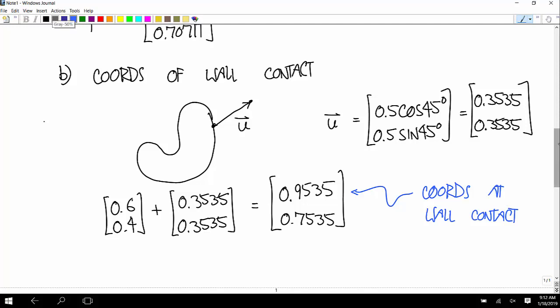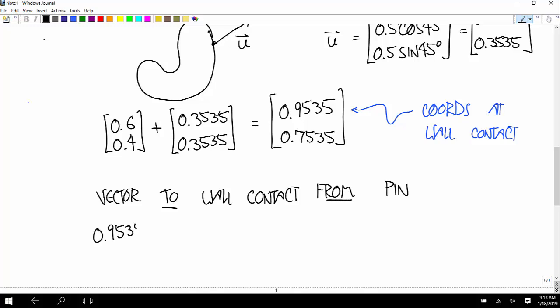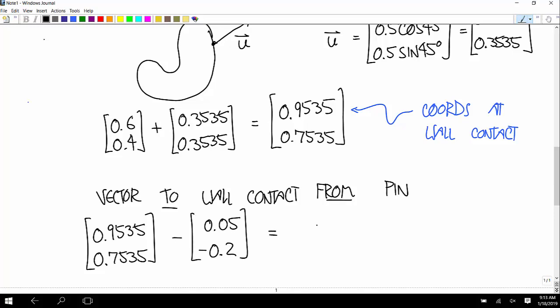So then the vector we can just subtract. So the vector to the wall contact from the pin is 0.9535, 0.7535 minus the coordinates of the pin, which were 0.05, negative 0.2, and so you get 0.9035, 0.9535. Any questions about that?